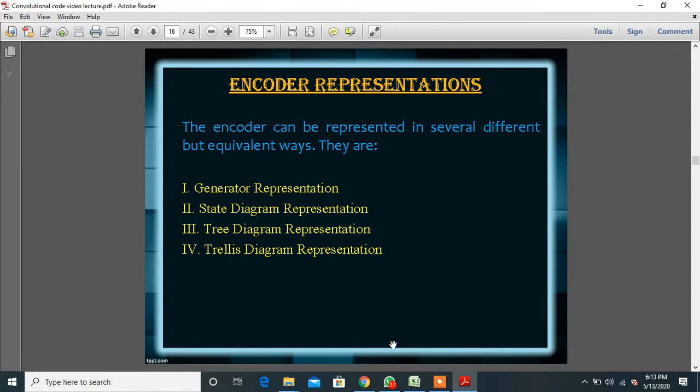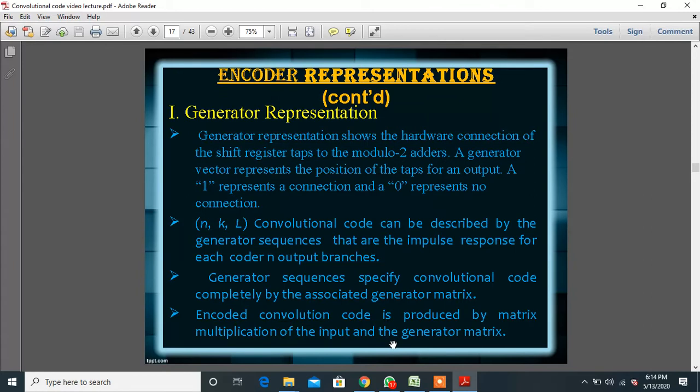Now encoder representation. The encoder can be represented in several different but equivalent ways. They are generator representation, state diagram, tree diagram and trellis diagram representation. One by one we'll discuss all these things. In linear block codes, Hamming codes and cyclic codes, these methods were not discussed. So these specifically represent convolutional coding.